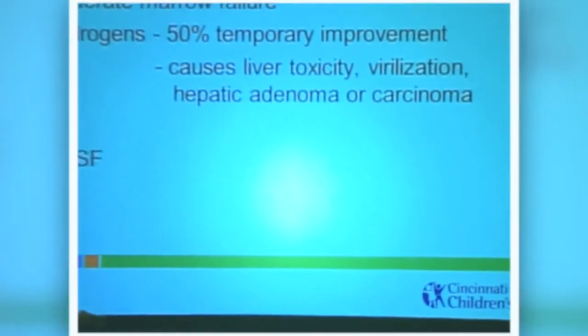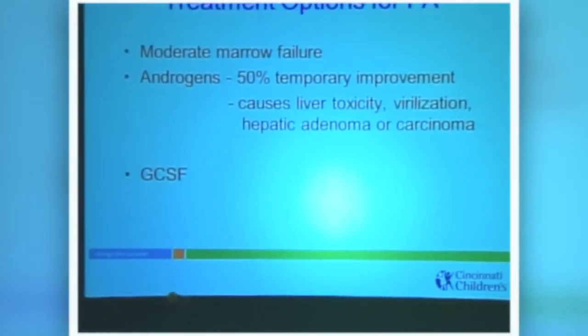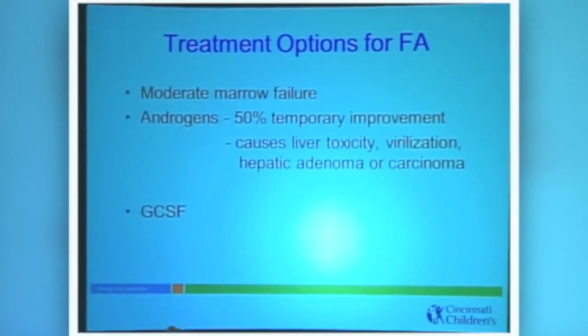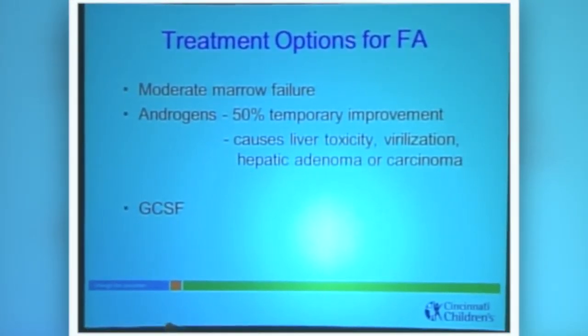So anyway, moving on to the treatment for moderate marrow failure. For the last 30 plus years, what we've offered to the patients is potentially just a choice of androgen. Now, androgen only works in 50% of the patients, and it is associated with side effects. It causes liver toxicity, virilization, hepatic adenoma, or carcinoma. I'm not saying it's the worst thing in the world. We have patients who've been on androgens, very stable for a long time too. So again, this is an individualized approach, not one hat fits all.